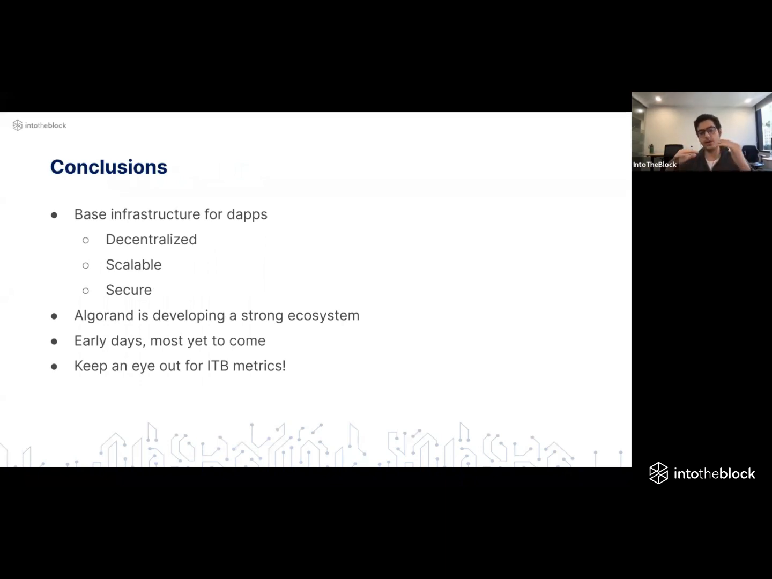So to conclude, Algorand is creating a base for infrastructure and decentralized applications. They're doing so in a credibly decentralized way with their pure proof of stake consensus mechanism. They're doing so in a scalable way, so it's fast, cheap, and secure. So it's very hard to attack the network. Overall, Algorand is developing a strong ecosystem. It's still in the early days. And yeah, I would encourage you guys to keep an eye out for the metrics that we're developing here in the blog. We're super excited to share those with you in the next few months.